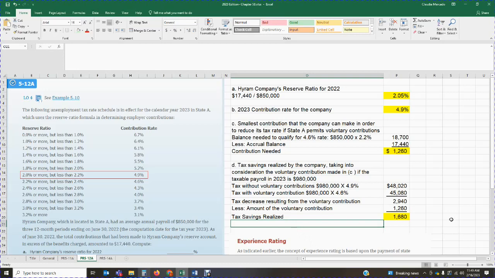So this is how the reserve ratio and the contribution rates are calculated. Please read all of the information carefully. Make sure that you use the correct tier. Read carefully the information, that way you can analyze it and select the correct contribution rate, and then, based on what the problem asks you to do, you can move down or up to the different tiers. So this is problem 512A.